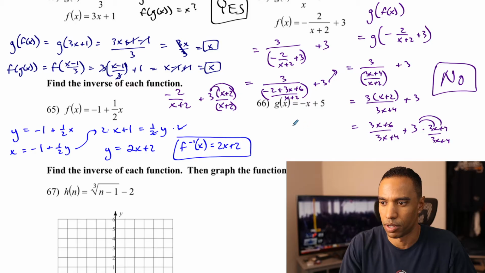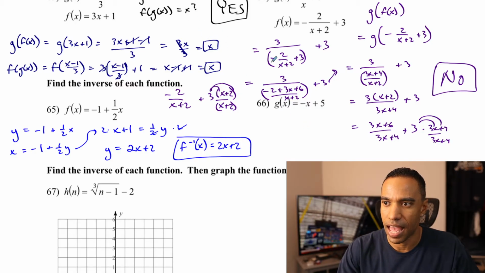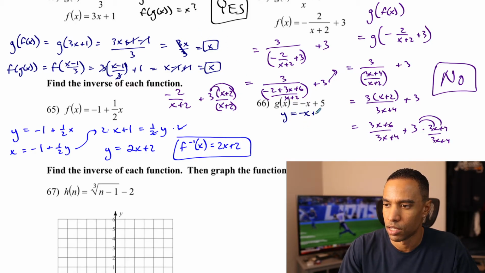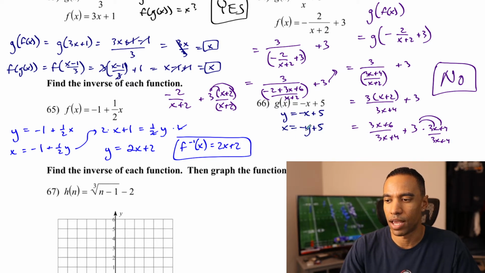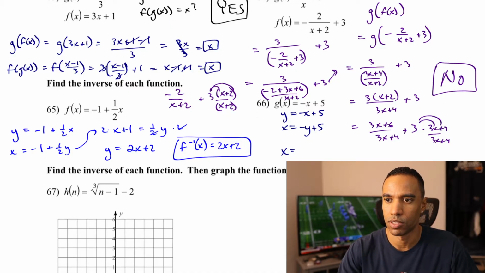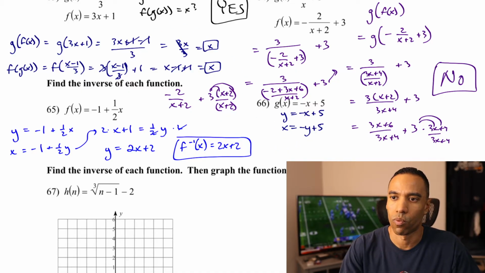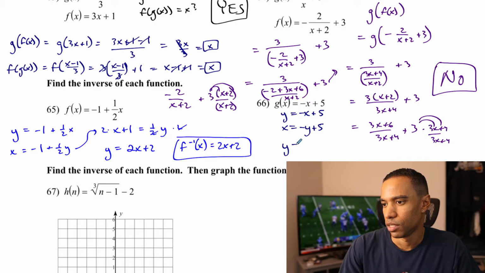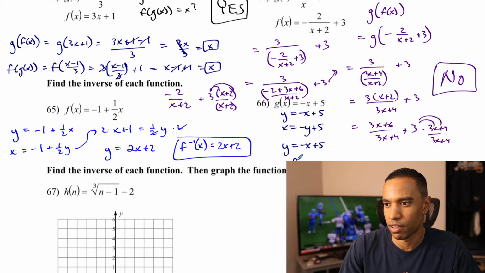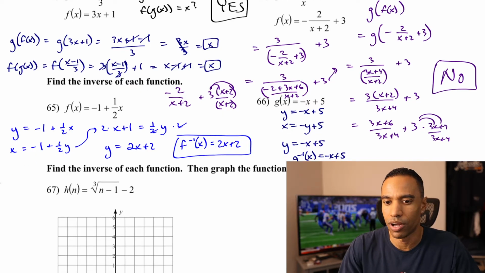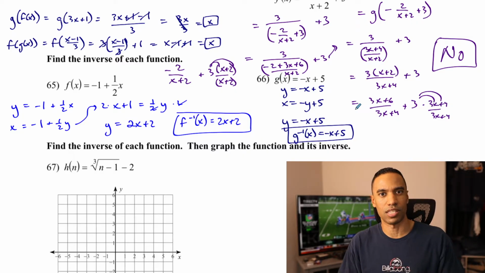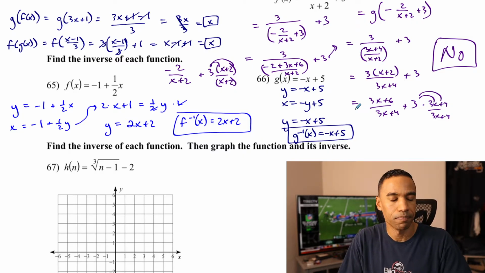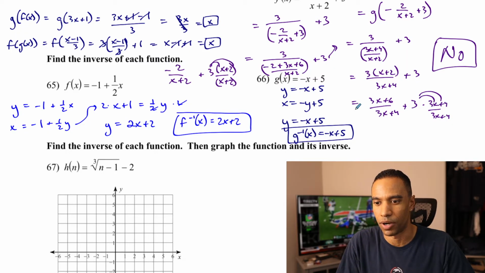This one's going to be a lot faster, I believe. g of x is y. Swap x and y. x equals negative y plus 5. If I add y and subtract x, I'll get y equals negative x plus 5, or the inverse. Hey, it's the same answer. That's cool, huh? Why are they inverses of each other? Because they reflect across the line y equals x, they actually would be. They're the same thing. It's kind of weird, but it works.